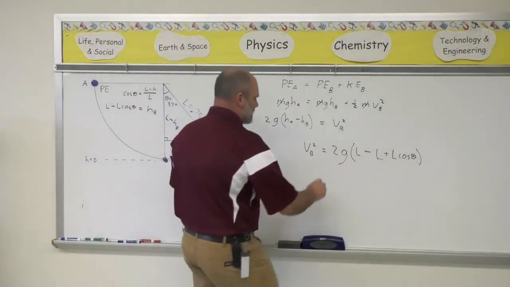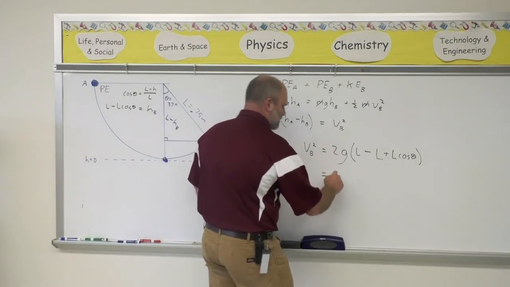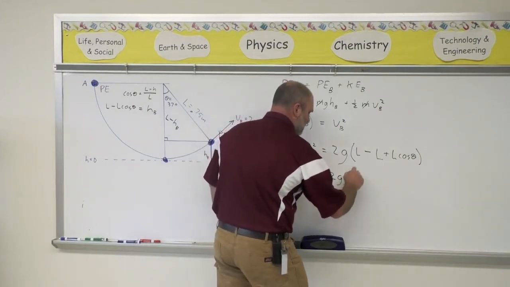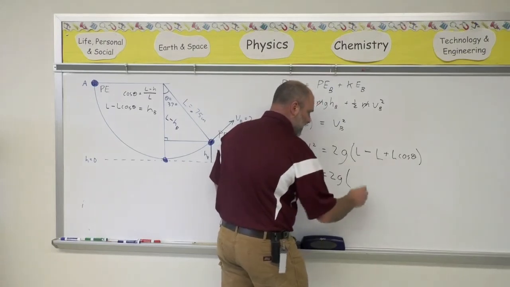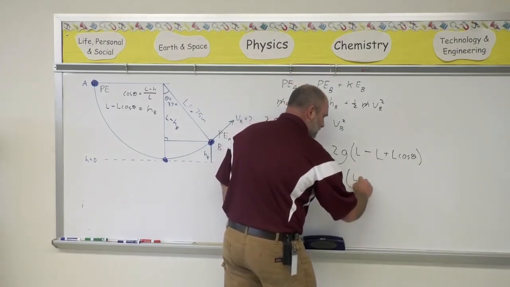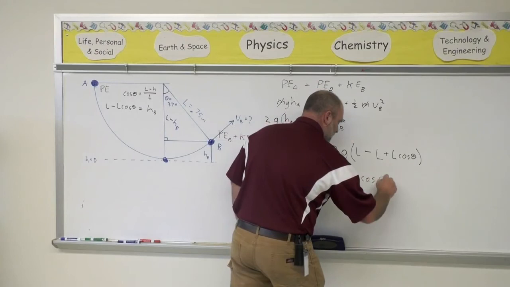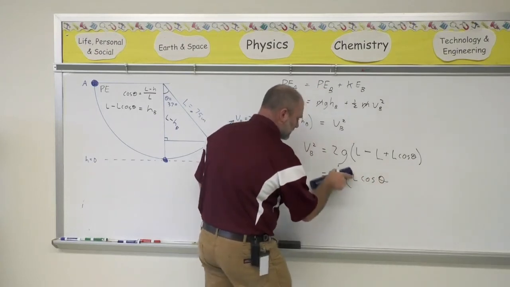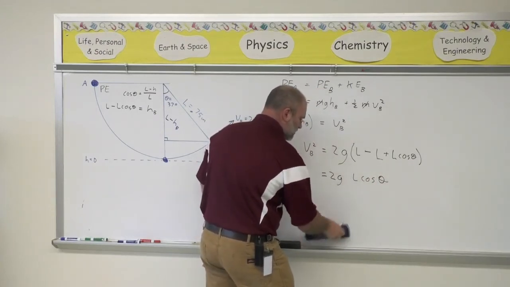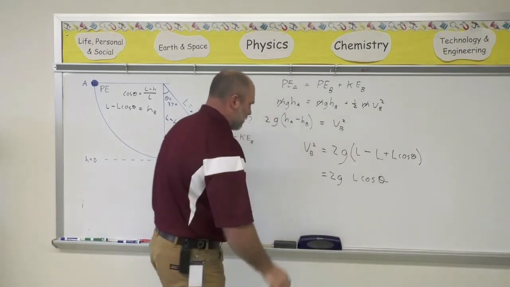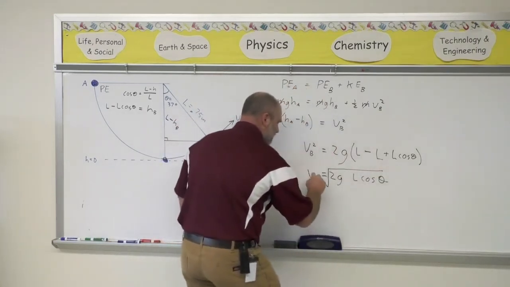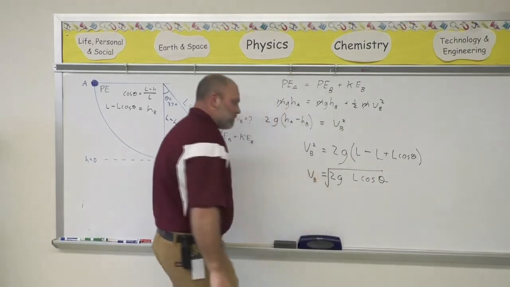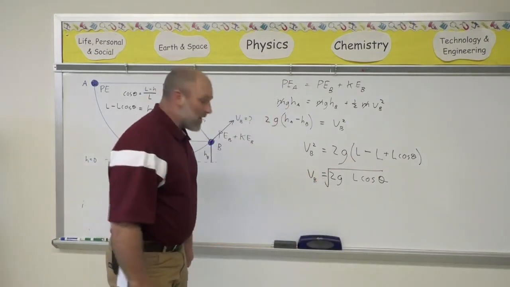Let's do some simplification here. Of course, we still have 2 times g out front. Inside we have L minus L plus L cosine theta. So that just becomes L cosine theta. And I believe then I can go ahead and actually get rid of the parentheses because there's no more addition in there. And there's our final equation. I just need to take the square root of both sides and we have V all by itself. Let's plug in some numbers and see what we have.